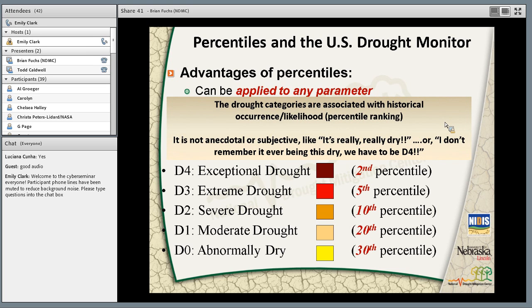And again, when we start talking about drought, or even from our own perspectives on drought, typically what we remember is the last drought event, or even the current one, and how it relates to the last one. A lot of times we don't have the personal knowledge or the institutional knowledge to say exactly how the current situation ranks historically. And so by saying, yeah, that's really dry, or I don't remember it being this dry, we have to be D4, that doesn't work, because realistically it's a perspective, and it really doesn't have a scientific backing behind it.